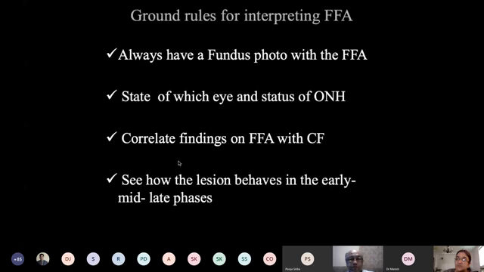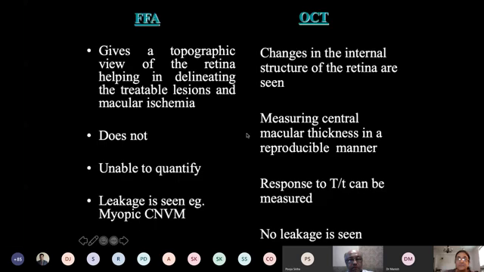Now, this is very often where a lot of people in today's time keep asking, can an OCT replace an FFA? That's why I purposely put this slide there. So FFA basically gives a topographic view of the retina, helping in delineating the treatable lesions and macular ischemia, which possibly you can't see with a regular OCT, though on an OCT-A, you can make out some element of macular ischemia these days. While on an OCT, what you see are the changes in the internal structure of the retina, which is not seen in an FFA.